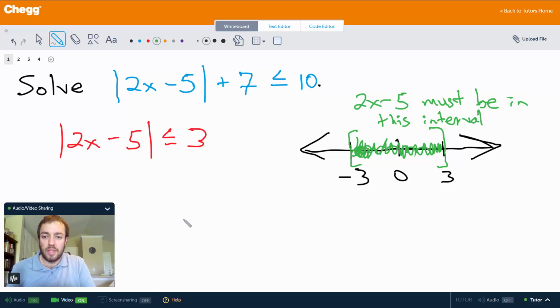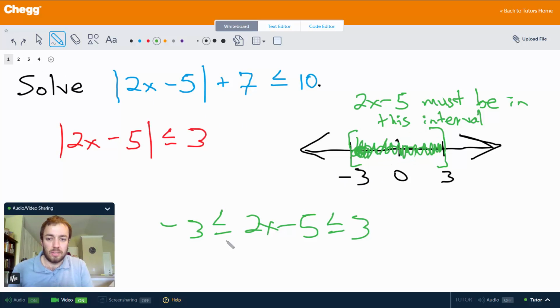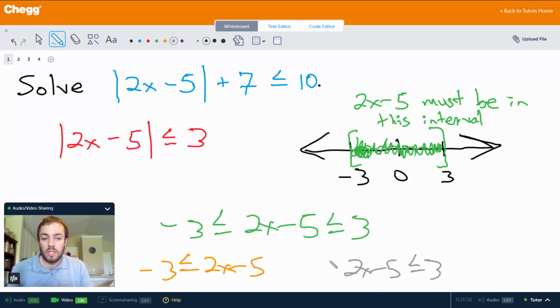That means that negative 3 is less than or equal to 2x minus 5, which is less than or equal to 3, right? So if 2x minus 5 is in this interval here, then that means negative 3, at the very left end of that interval, has to be less than or equal to 2x minus 5, which has to be less than or equal to 3, the very right end of that interval. Okay? So this is actually two inequalities. Negative 3 is less than or equal to 2x minus 5, and the other inequality is 2x minus 5 is less than or equal to 3. So we have to solve both of these for x and see what we get, okay?